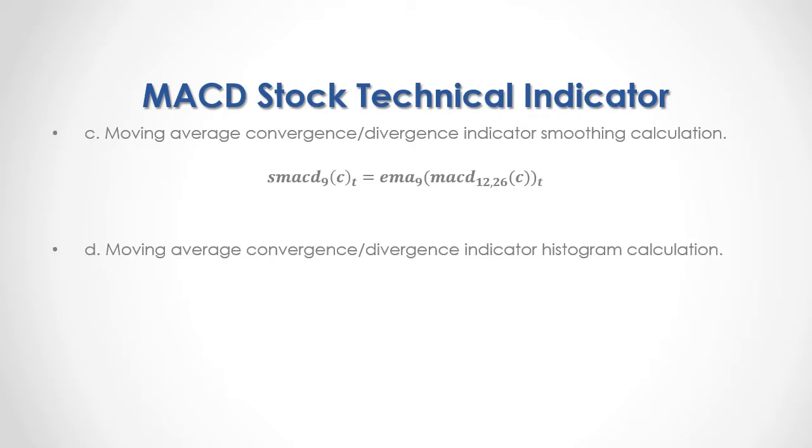D. Moving average convergence divergence indicator histogram calculation. Current period 12, 26, and 9 days MACD histogram of close prices is equal to current period 12 and 26 days MACD of close prices minus current period 9 days MACD smoothing or signal of close prices calculated at the previous step.